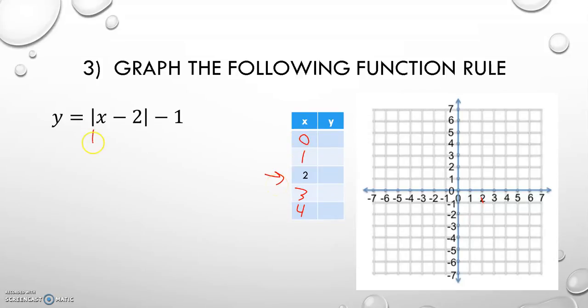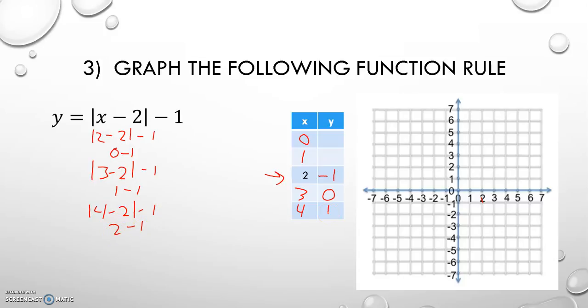If I did plug in a 2, absolute value of 2 minus 2, minus 1. Well, 2 minus 2, that's 0, and 0 minus 1 is negative 1. If I plug in, let's say, a 3, then it's going to be the absolute value of 3 minus 2. 3 minus 2 is 1, and then 1 minus 1 is 0. If I plug in a 4, it's going to be the absolute value of 4 minus 2, which is 2, and 2 minus 1 is 1.